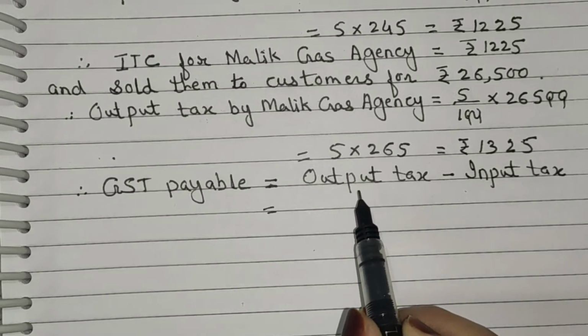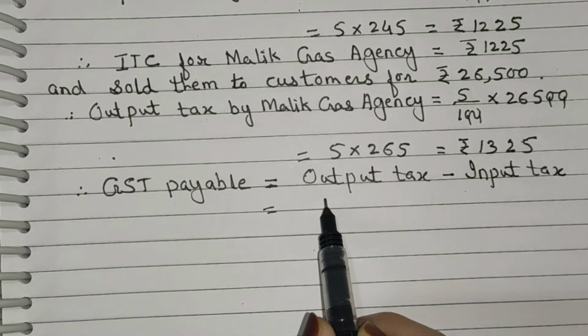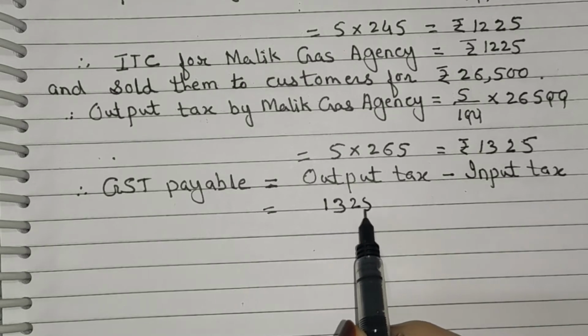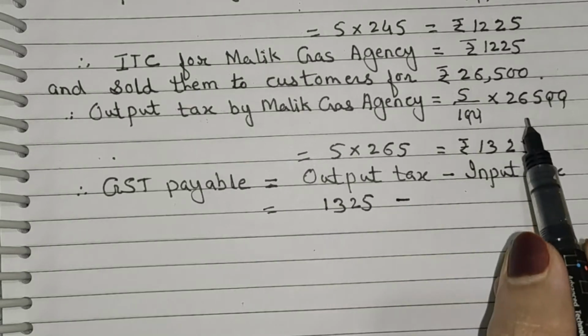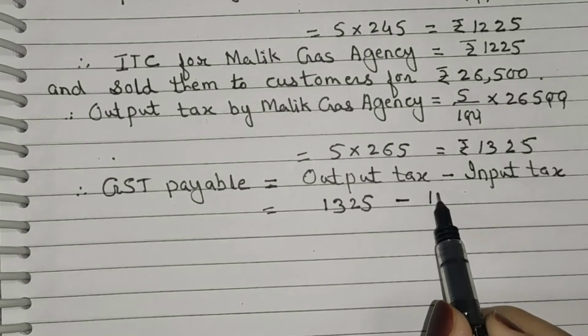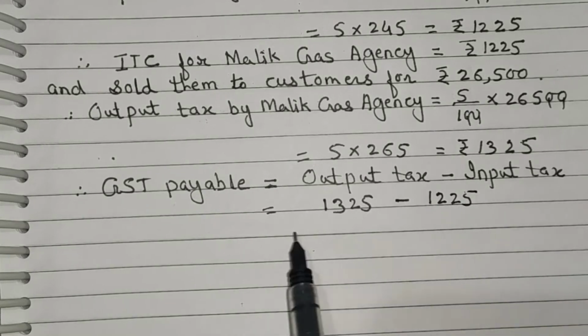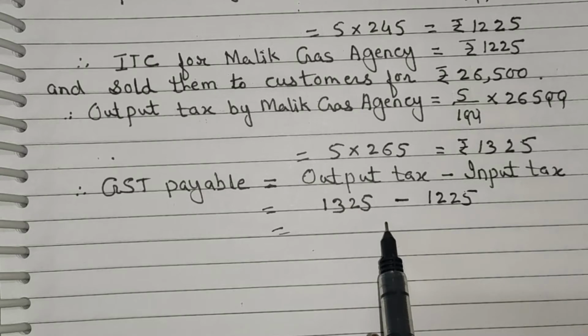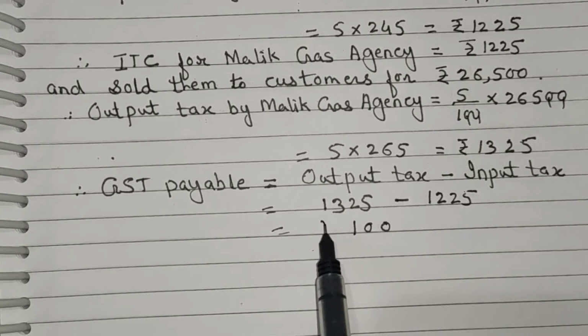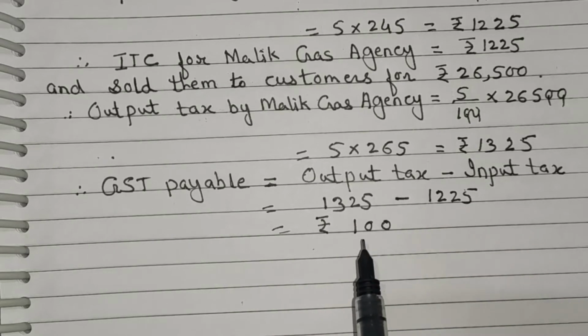Therefore, now the output tax we get here is 1325, minus the input tax, which is 1225. Now we get here rupees 100.